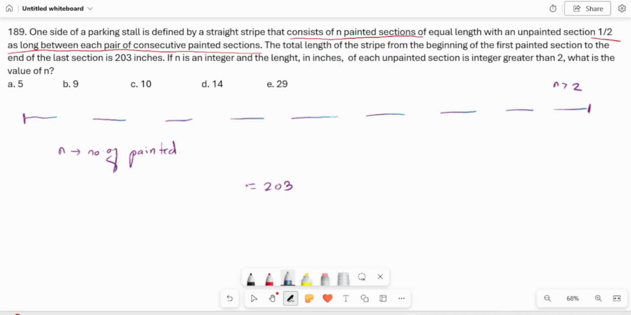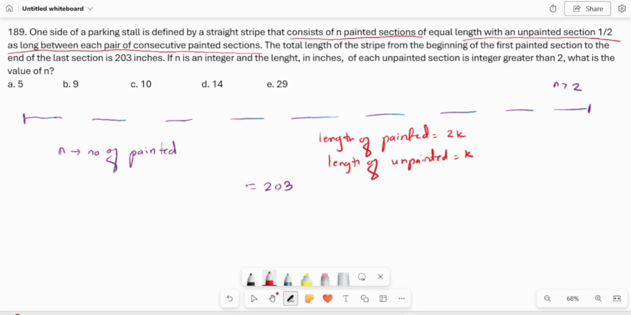Alright, the number of sections they have already said, and they have also said that the length of the painted section and the length of the unpainted section are in the ratio 2:1. I am going to assume that the length of the painted section is 2k, and that's how we get the length of the unpainted section as k, because they have said that the length of the unpainted section is half of the length of the painted section. This is what we have.